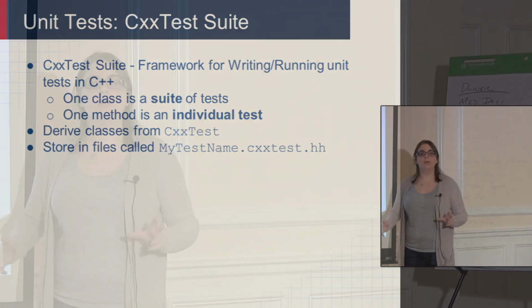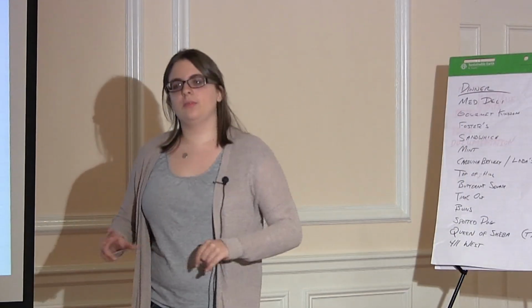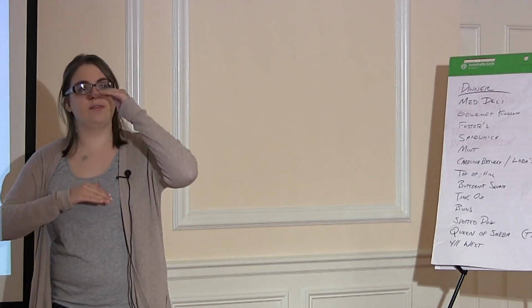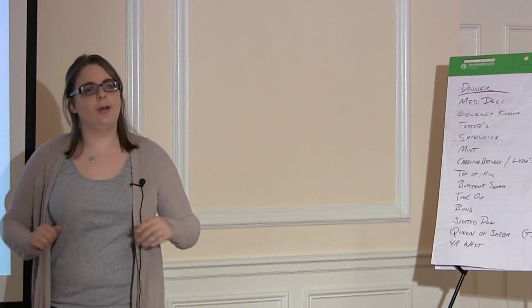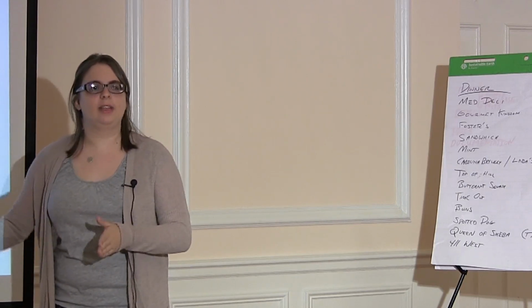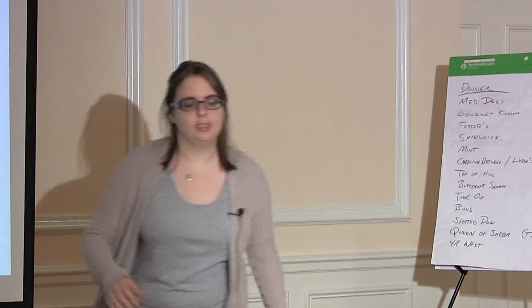You'll store your unit test in a file named after your test, ending in .cxxtest.hh. One thing to note before I show you: unit tests are unique in that you define all of your methods in this one CxxTest.hh file. You're not going to write a header file and a CC file. It's a little bit different on the testing side.